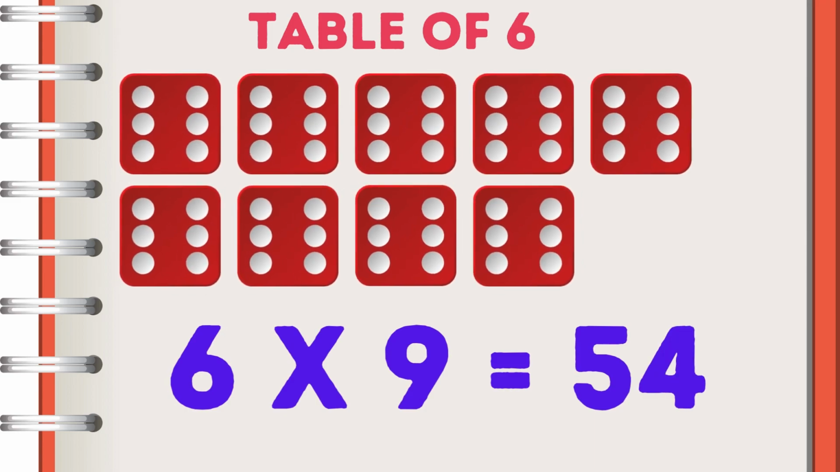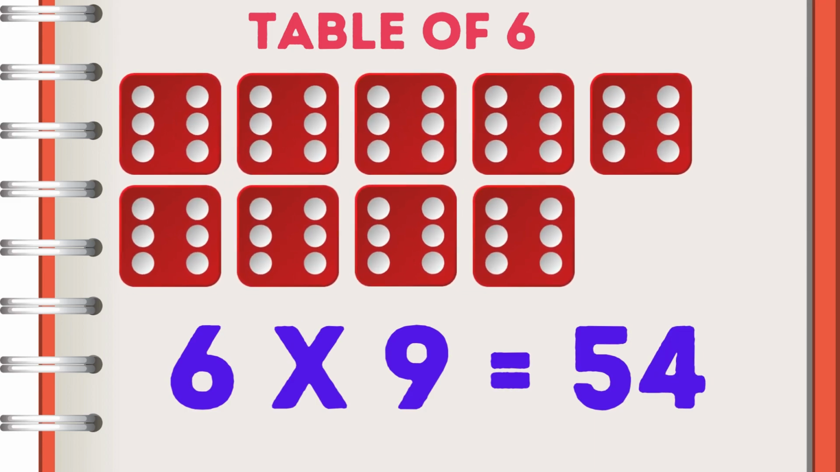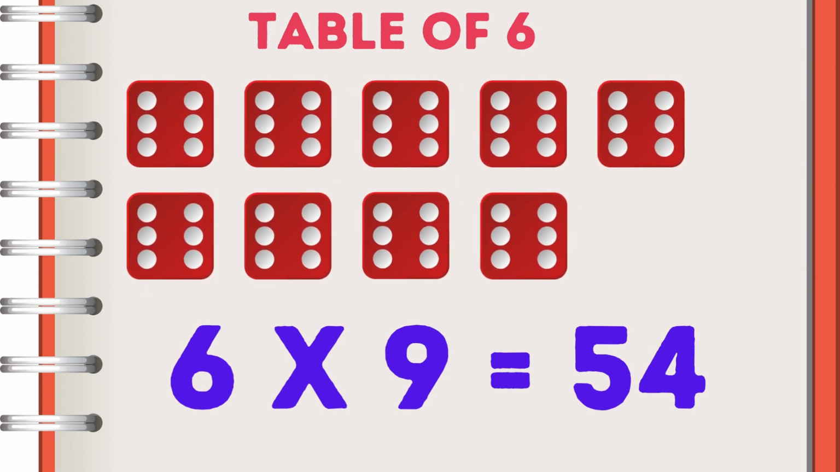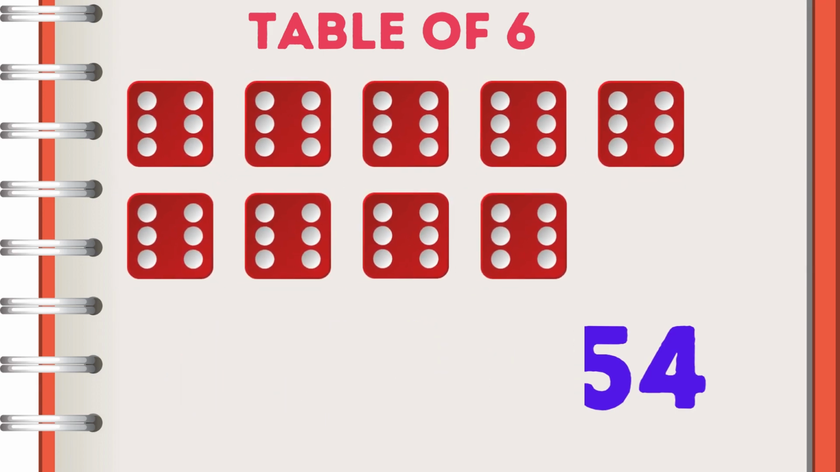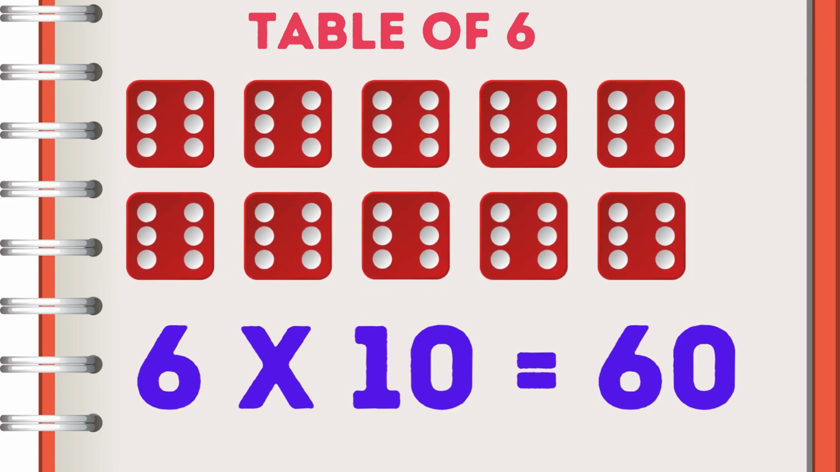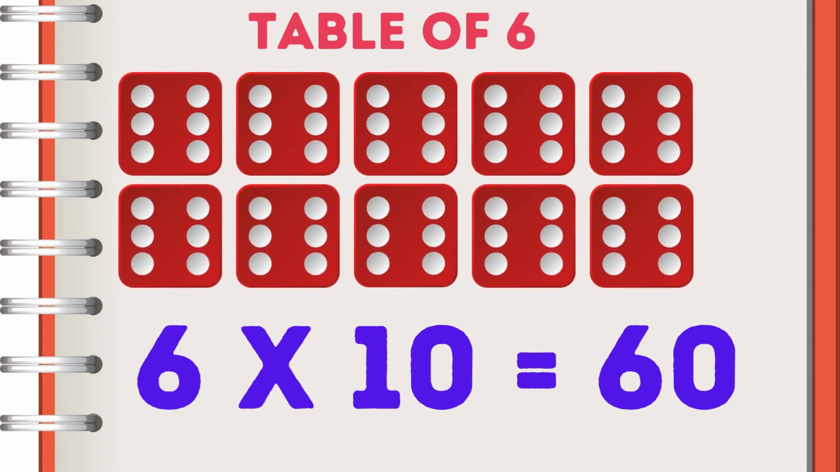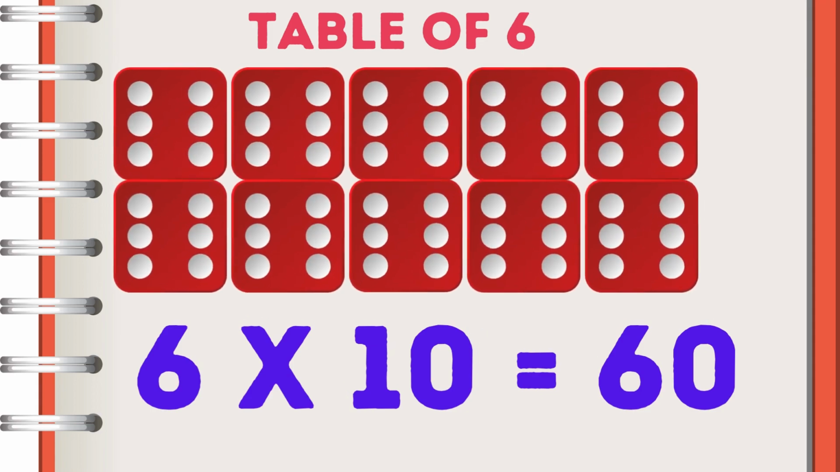6, 12, 18, 24, 30, 36, 42, 48, 54. 6 times 9 is 54. 6, 12, 18, 24, 30, 36, 42, 48, 54, 60. 6 times 10 is 60.